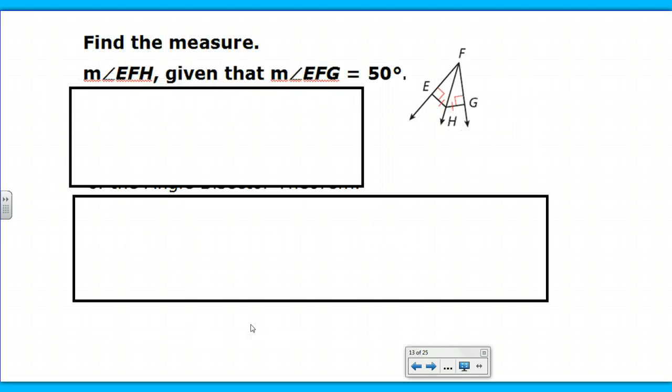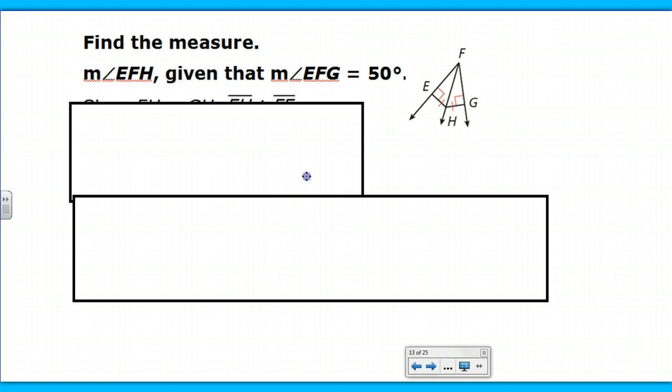Go ahead and pause the video and see if you can answer this question. Measure of angle EFH is what we're looking for, given that the measure of EFG is 50 degrees. So the largest angle here we see is 50 degrees, and we are to find EFH.